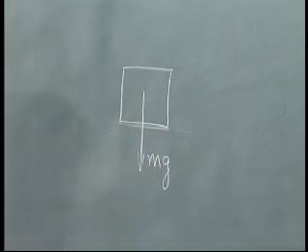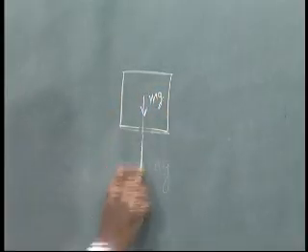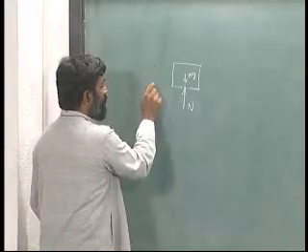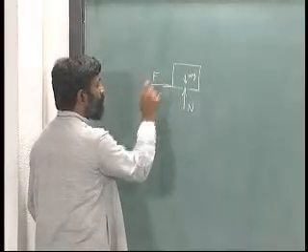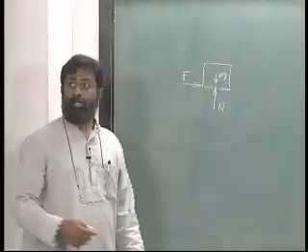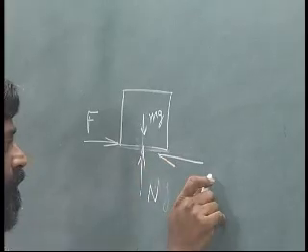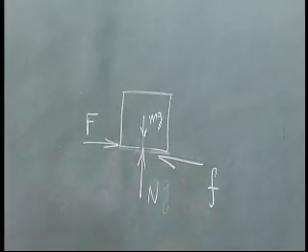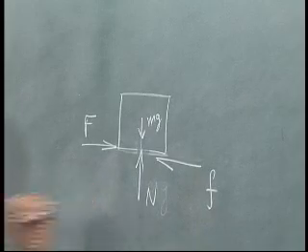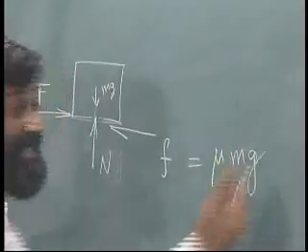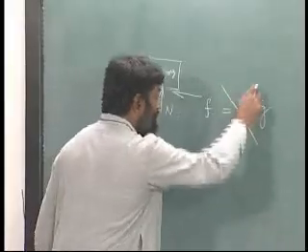then mg is acting like this, there is a normal reaction n, that much is correct. When I apply a force, let us say like this equal to F, the question I am asking now is what is the frictional force? Yes, the answer is partially correct. The frictional force is opposite to the force applied, but saying that this is equal to mu mg is not always correct. This is the notion that many students have a problem with.